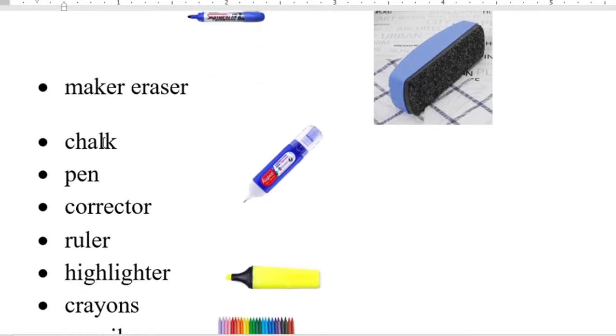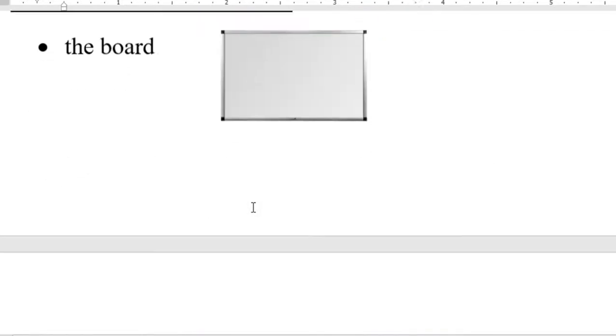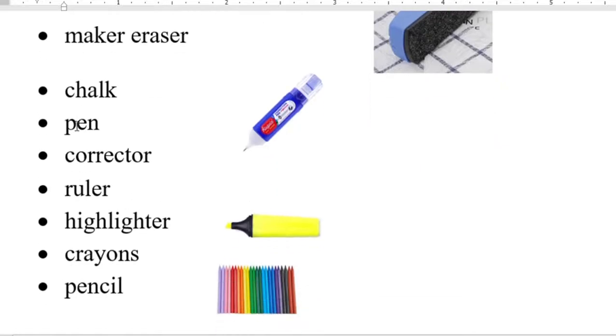Chalk. Of course, if we have a blackboard, we use chalk. But if we have a whiteboard like this, we use markers. Fine. And then you find a pen. So you use a pen in order to write in your copybook. Corrector. If you make a mistake, you use a corrector in order to correct your mistake. That's why we call it corrector.